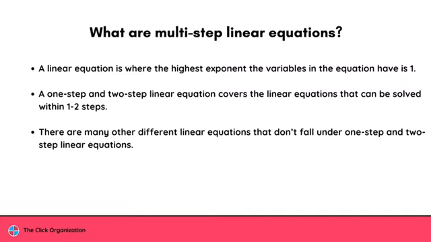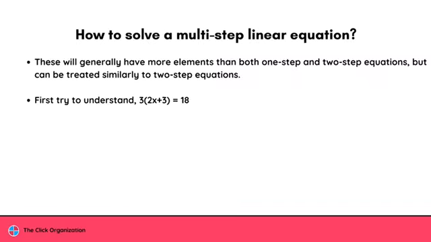Now we know already that a linear equation is where the variable in the equation has the exponent of 1. And we understood from one-step and two-step linear equations that it only takes a set amount of steps to solve them. So for the one-step linear equation, it takes 1 step to solve, and for the two-step linear equation, it takes 2 steps. However, there's still a lot of linear equations outside of those two categories. Hence, we have the multi-step linear equation. Today, we're going to be understanding how to solve them.